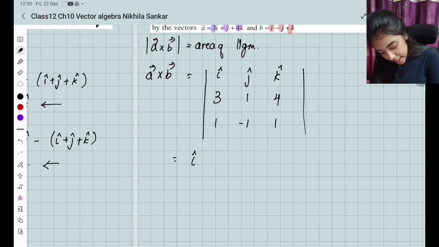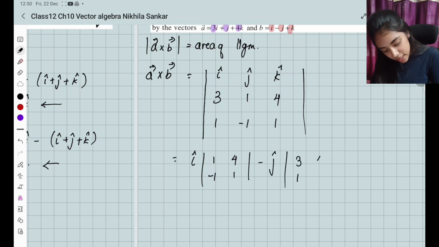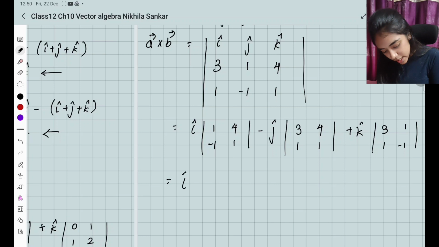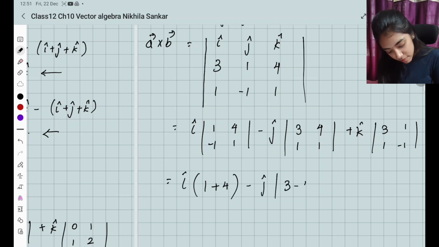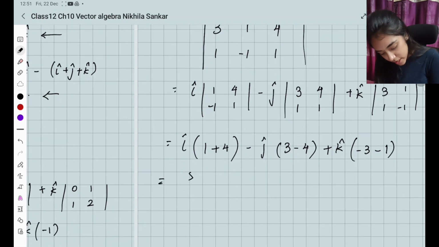So this is going to be i cap times the determinant 1, minus 1, 4, 1, minus j cap times 3, 1, 4, 1. Then plus k cap times 3, 1, 1, minus 1. Okay. This is going to be i cap times 1 into 1 plus 4, yes, minus of minus 4 plus 4. Now j times 3 into 1, 3 minus 4 into 1. So this is inside a bracket. No more determinants. Plus k cap times 3 into minus 1 minus 3, minus 1 into 1 is going to be 1.